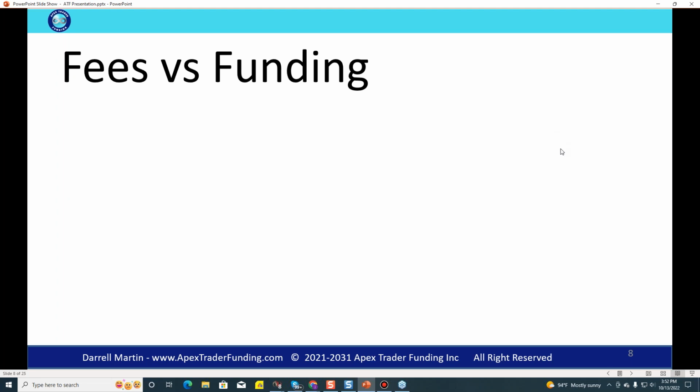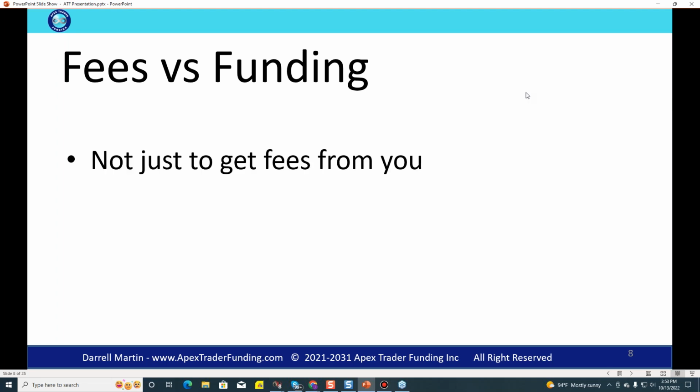Fees versus funding. There's companies out there that have no intention of ever funding you. Okay? They don't even actually have real funding. They know that their whole company is based off complicated rules that you could never pass, and they just keep charging you more fees and more reset fees. And if someone happens to get funded, quote unquote, and make a little money, they're just going to pay you based on the fees they made on everyone else, right?